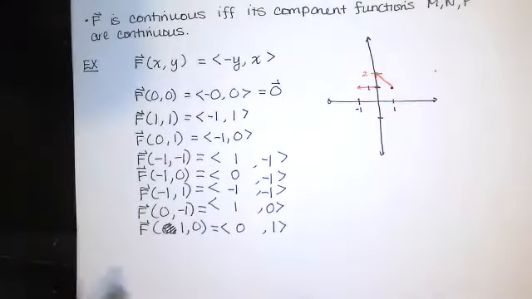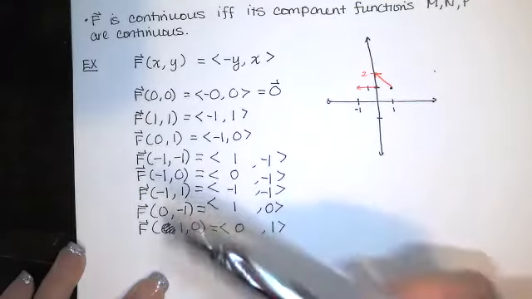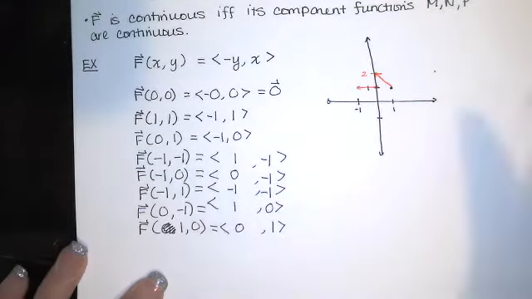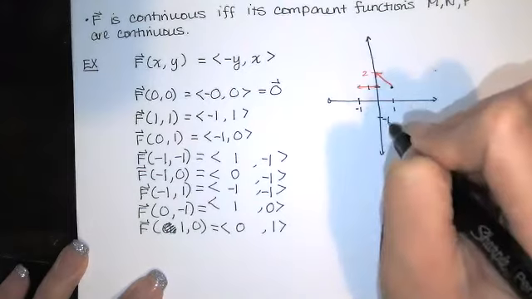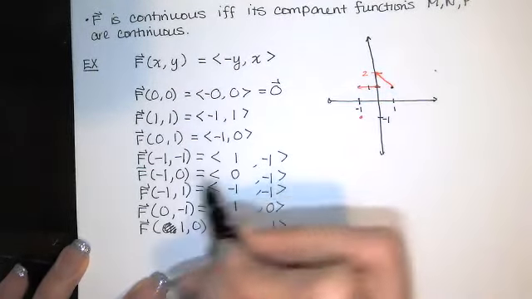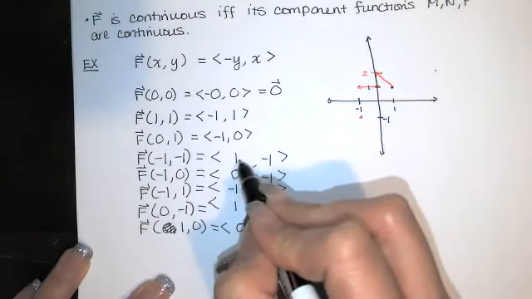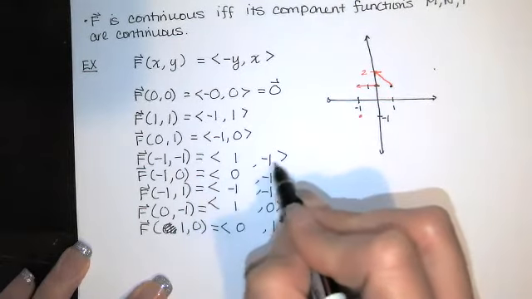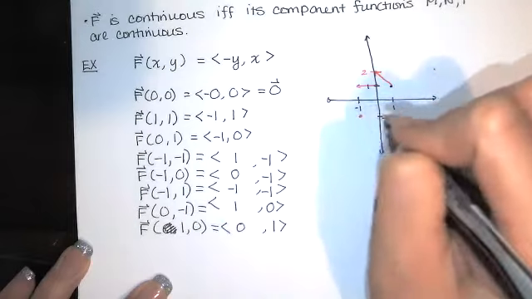So now let's sketch all of these vectors. When x is -1, y is -1. That's our location where we're starting. At that point, the vector goes 1 unit in the x direction and -1 unit in the y direction.